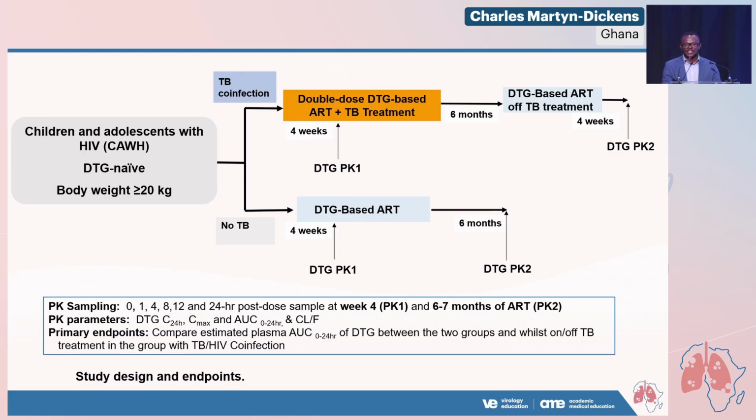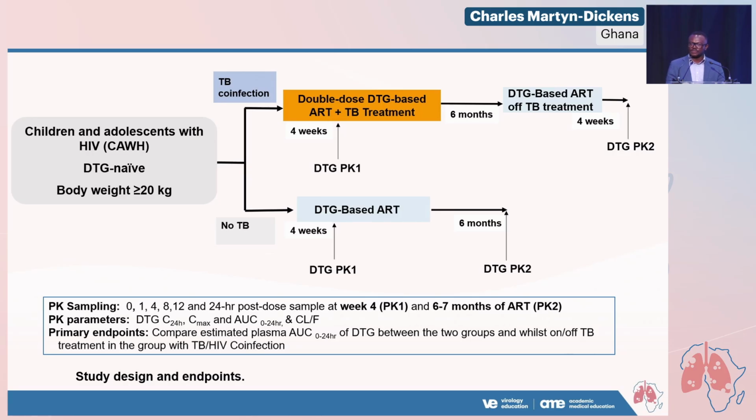And sampling was done at 0, 1, 4, 8, 12, and 24 hours post-dose after a minimum of 4 weeks of this co-treatment. And at 4 weeks after the end of TB treatment, when we expect DTG to have been washed out, we resampled the DTG pharmacokinetics.